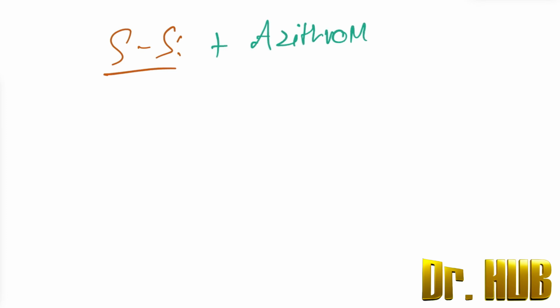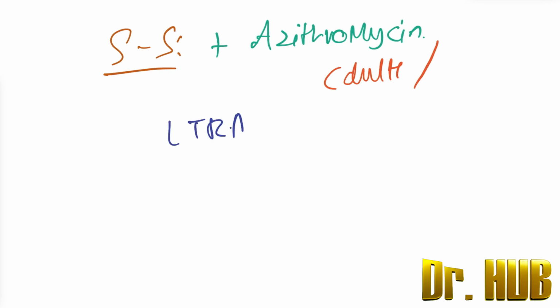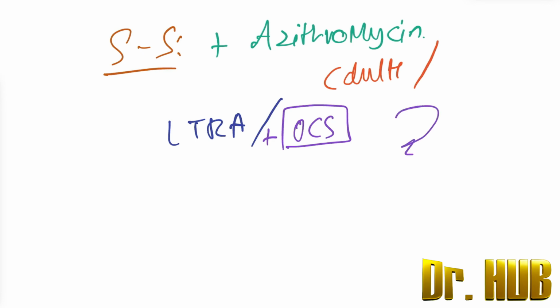Next we move on to step 5. In step 5, there is addition of azithromycin in adults, or you do the LTRA, the leukotriene receptor antagonist, and you add a low dose of OCS. Low dose OCS is added, but you consider the side effects.